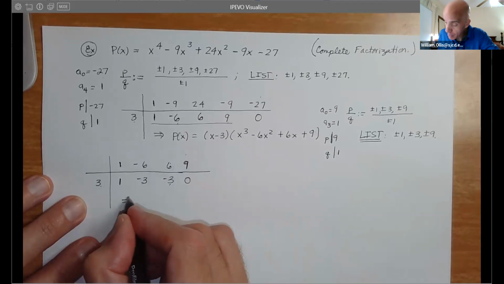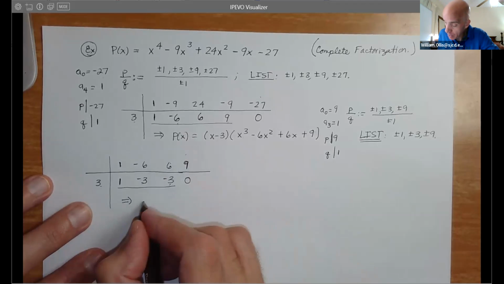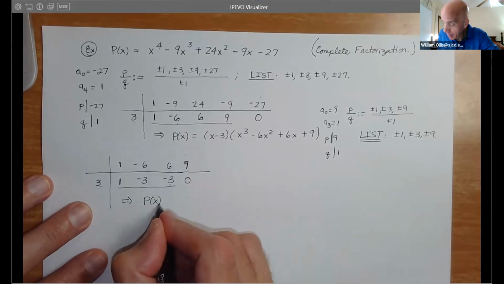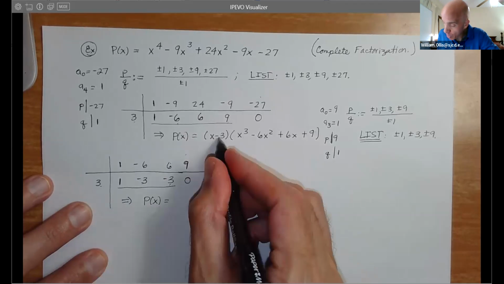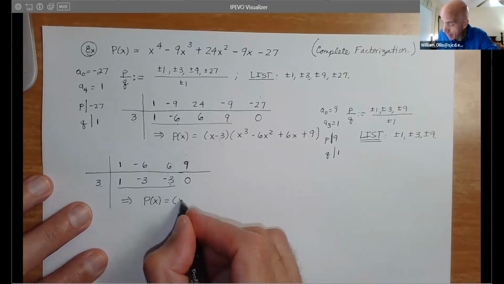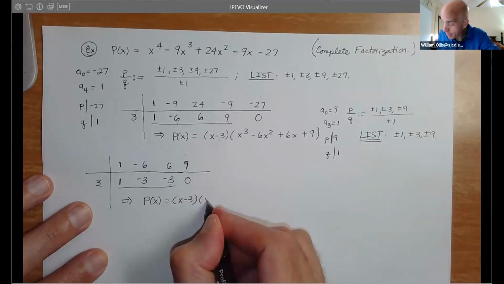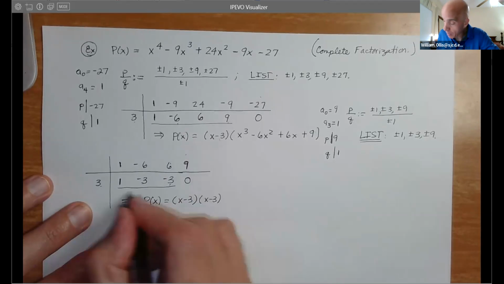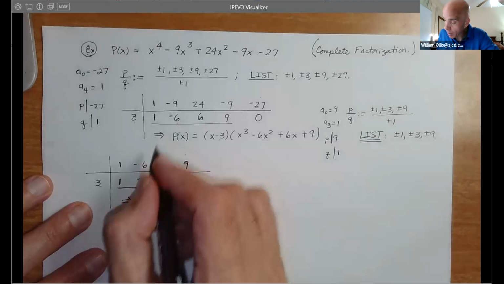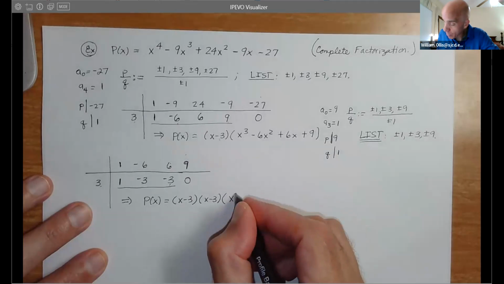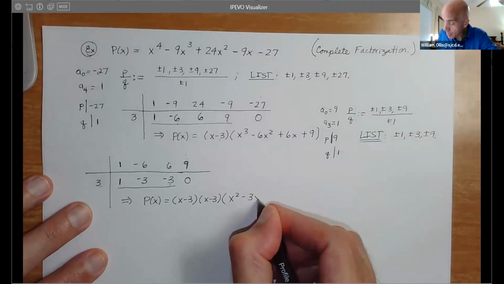So this implies it is reduced. So we have P of X equals, well, right here, we start with X minus 3. And now we can rewrite this using this information. We get another X minus 3 and then our reduced polynomial, which now will be what? Quadratic. X squared minus 3x minus 3.